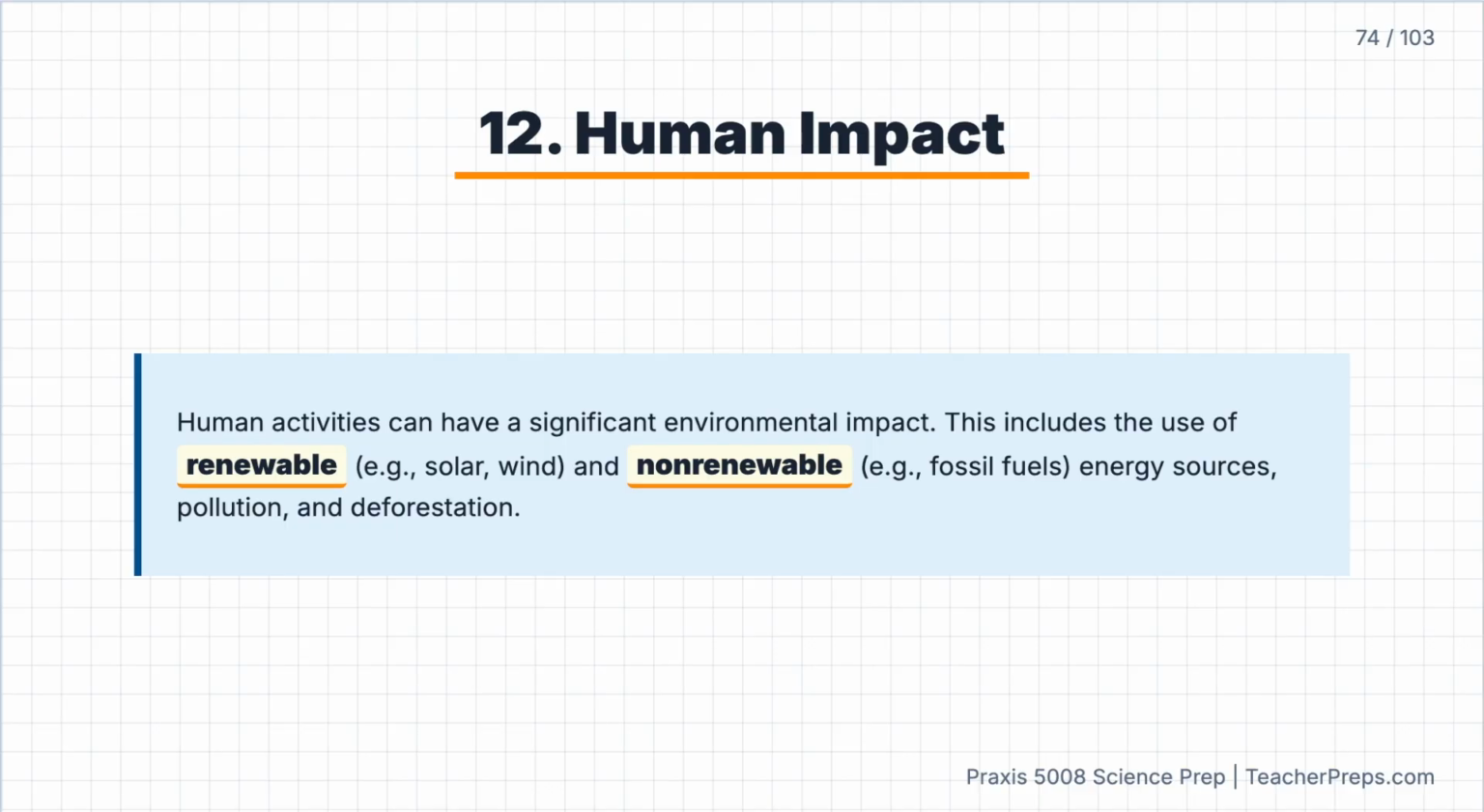All right, so examples: renewable resources are like solar and wind, and non-renewable, as you can see on your screen, are fossil fuels.